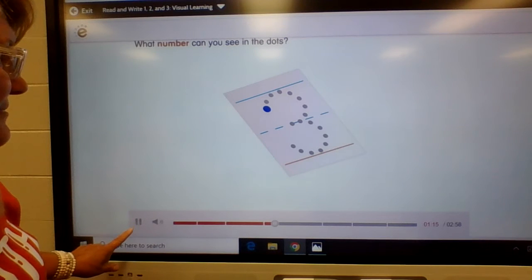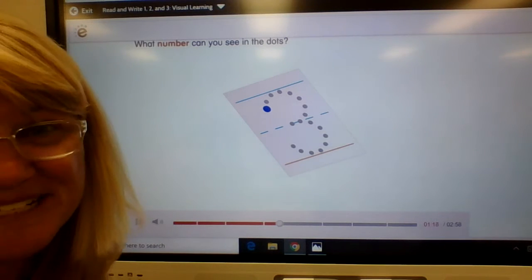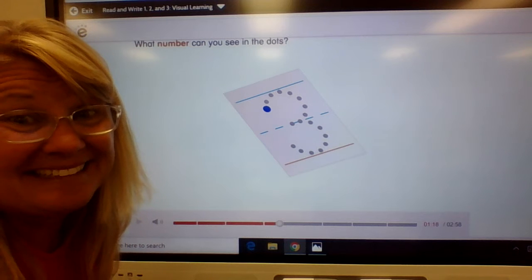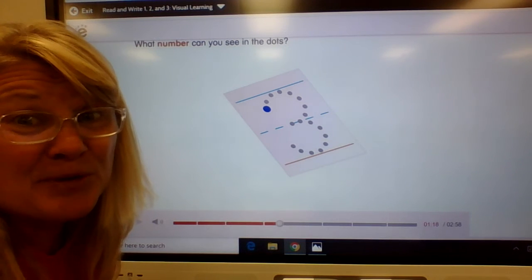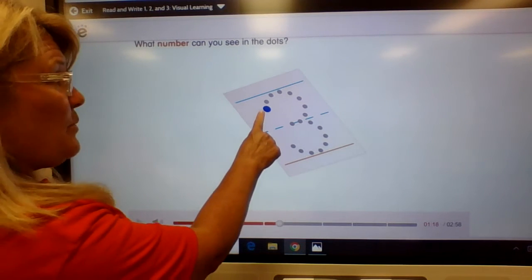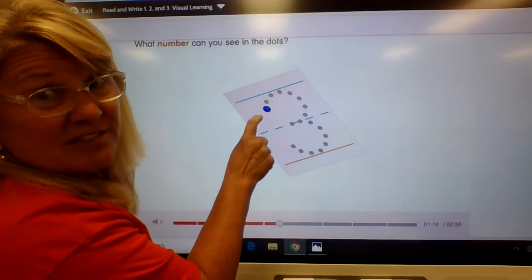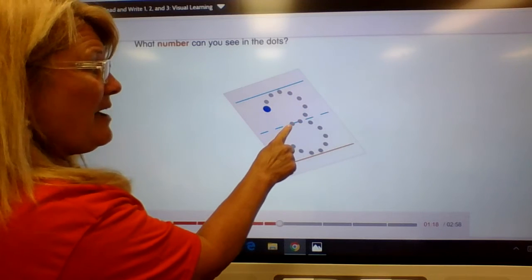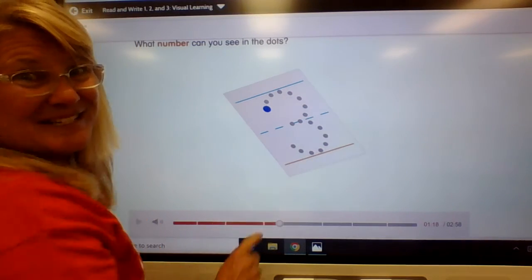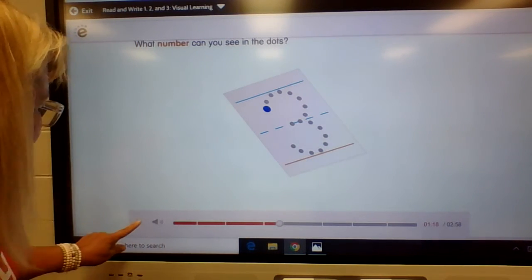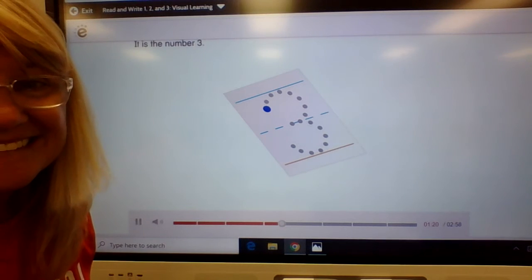What number can you see in the dots? Oh, we're going to practice writing numbers today. And that happens to be the number 3. I want you to notice where this blue dot is. That's where you're going to start making the number. So you're going to start at the top, and we're going to curve around and curve again to make the number 3. It is the number 3.